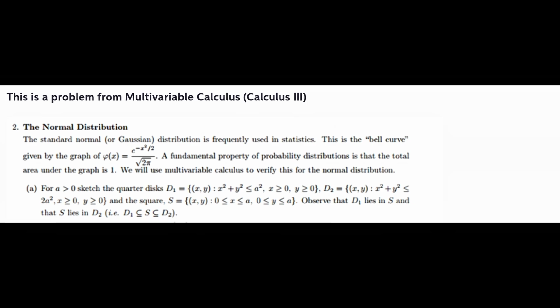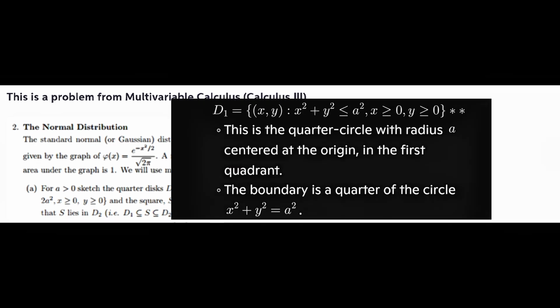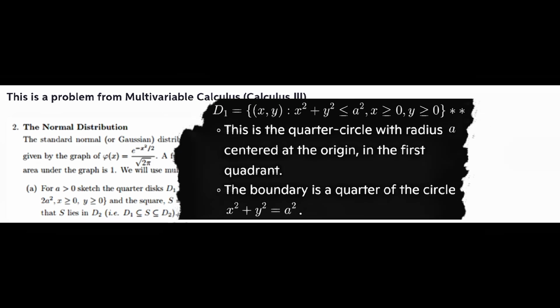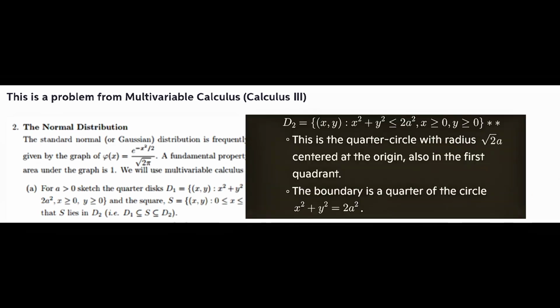For the first quarter disk, D1, we are given the quarter circle with radius a centered at the origin, in the first quadrant. The boundary is a quarter of the circle x squared plus y squared equals a squared. As well for D2, which is also a quarter circle, but this time with radius root 2 a, centered at the origin as well, also in the first quadrant, and the boundary is a quarter of the circle x squared plus y squared equals 2a squared.